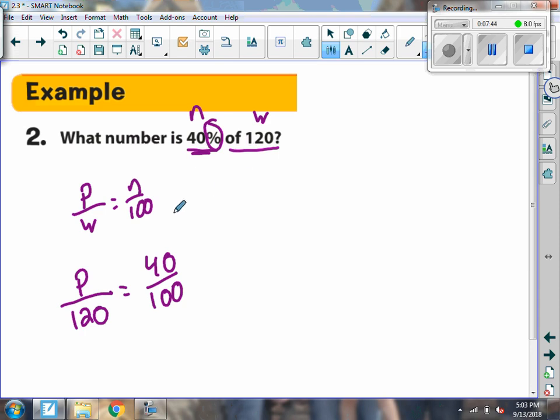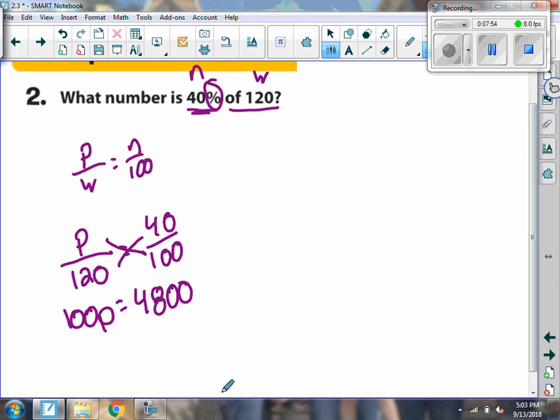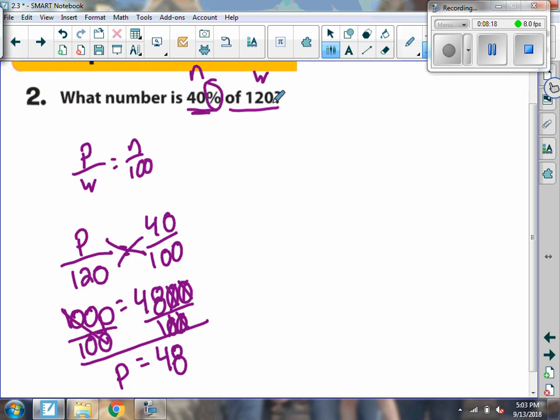So my next step is to cross multiply. So I have 100p is equal to 4,800. Then I'm going to divide both sides by 100 because I want to cancel that out, so p is by itself. And we're left with p is equal to, because these both end with zeros, I can get rid of that zero and that one, and I can do it again another time. So I'm left with 48 over 1. 48 divided by 1 is just 48. So my part is 48. So what number is 40% of 120? 48 is 40% of 120.